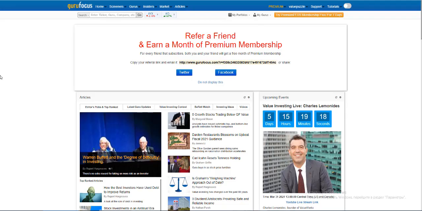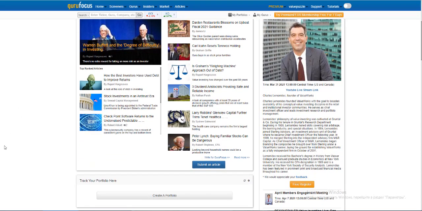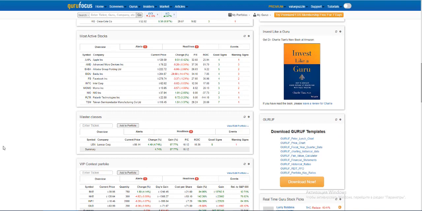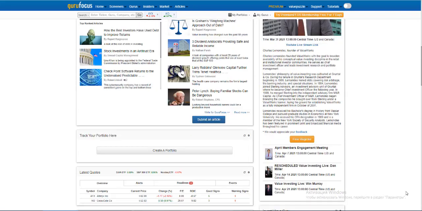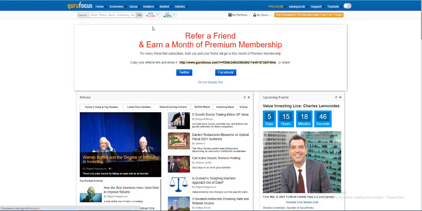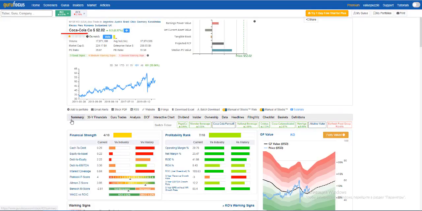The first one is Guru Focus. It's a paid platform. You have to buy a year subscription. They have different paid plans. So we are on the main page with news and some active stocks overview, VIP content, portfolio. Okay, let's look at Coca-Cola. I have already checked it here. Okay, we see the Coca-Cola company.